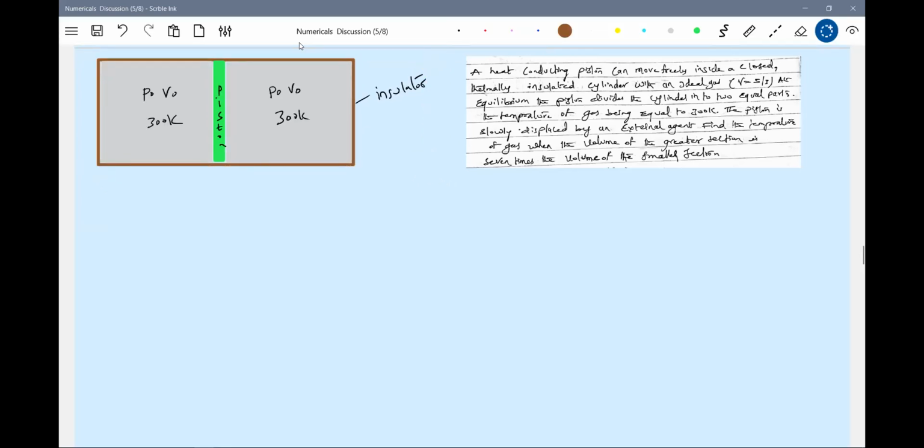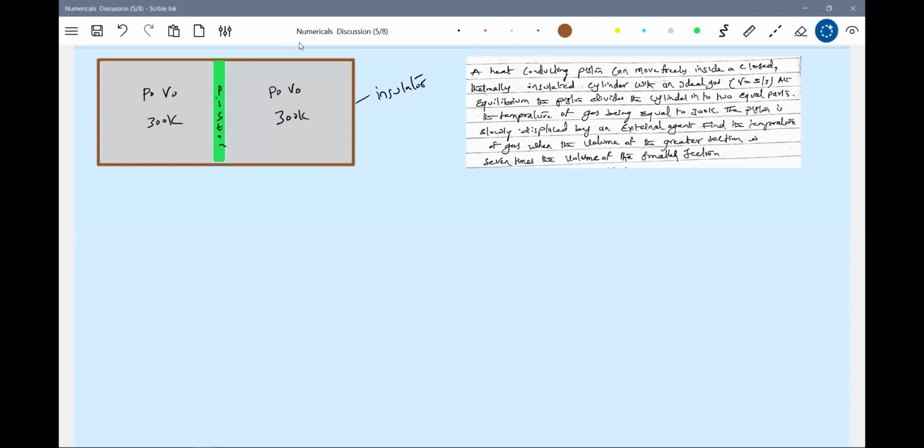I do remember we have done this. If a piston is non-conducting, we did that problem. Now I am bringing a conducting one. Read the question carefully. A little bit tricky, okay, a good question, no?